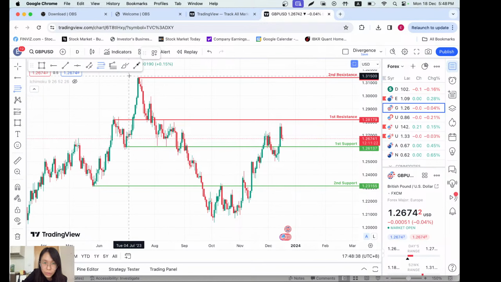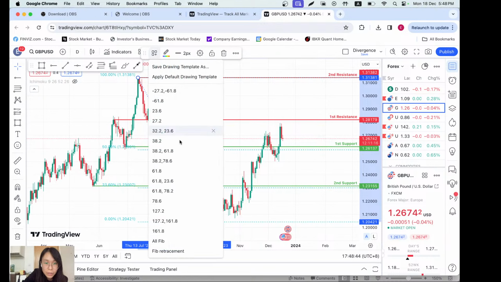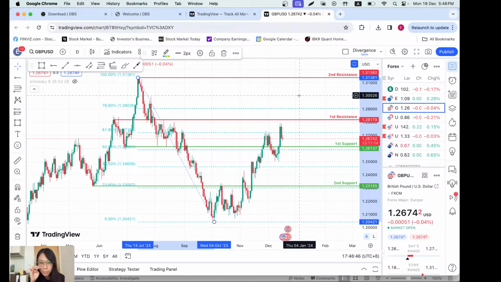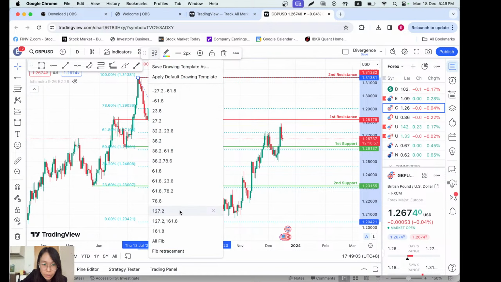So for this, we could also look for the retracement. There is a 78.6 retracement right above the first resistance level. Okay, so I'm just going to leave it there.